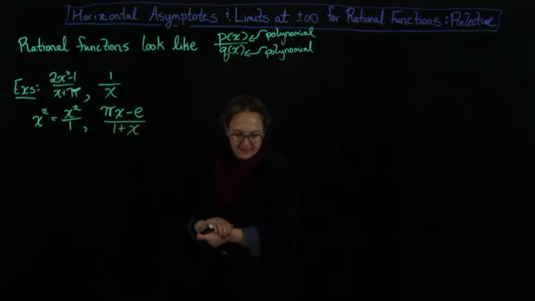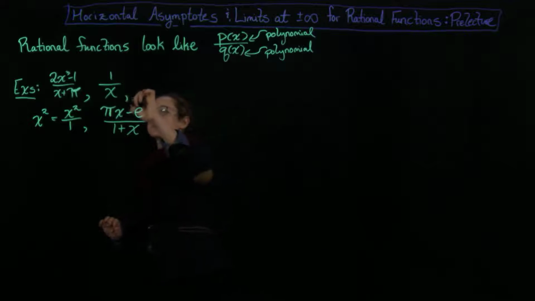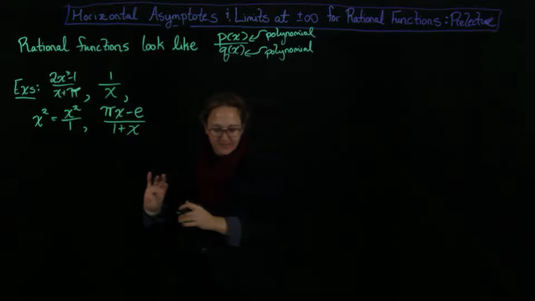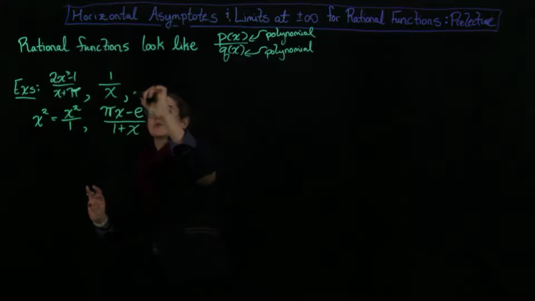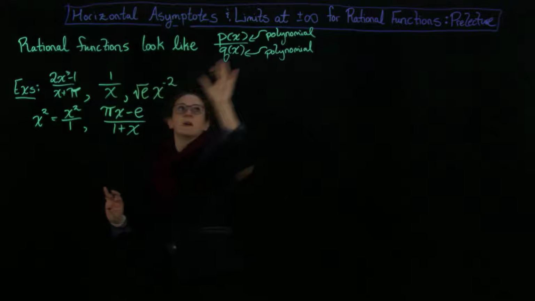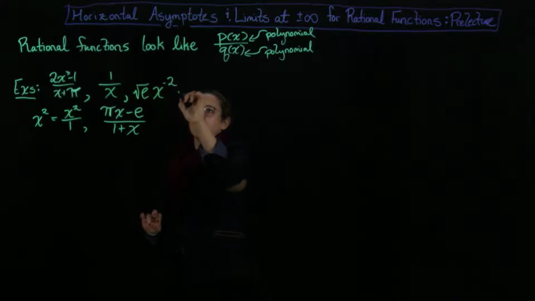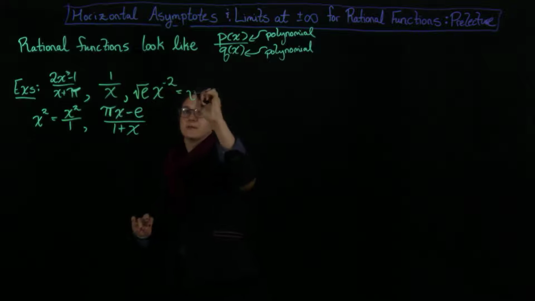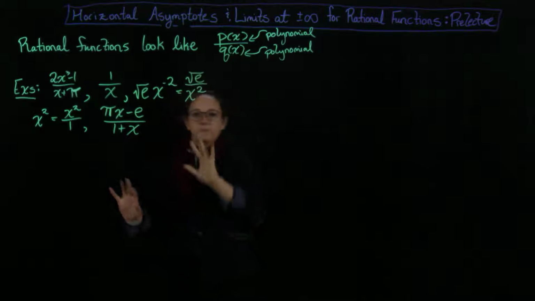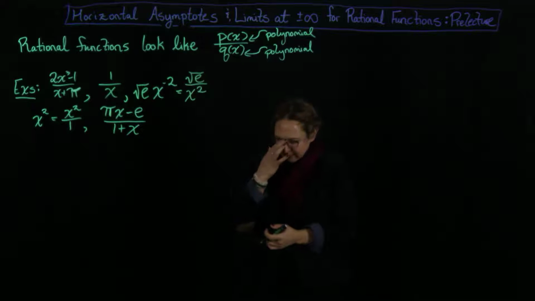And then here's another example. Let's do another one where we have to rewrite it. What if I write square root of e times x to the minus 2, and I want to write it as a polynomial divided by a polynomial? Remember, when we have a minus power, that just moves it to the bottom. So I have an x squared on the bottom and the square root of e on the top. Each of these is an example of a rational function.